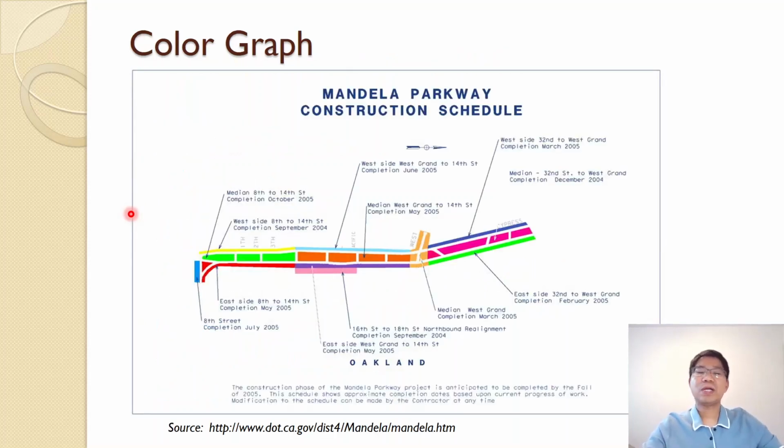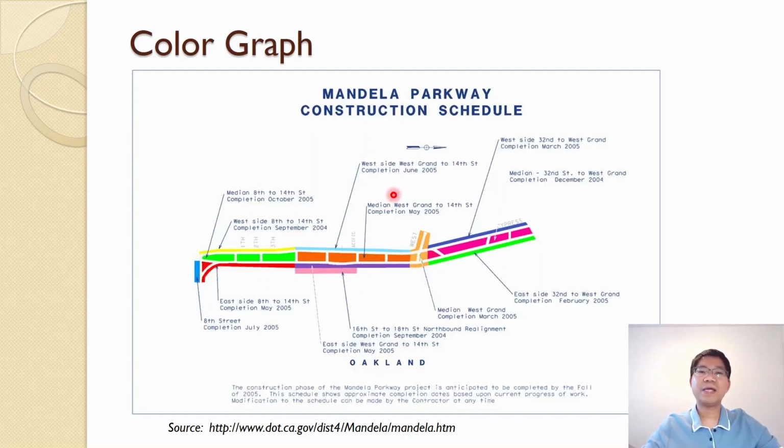So, color graph. You can see one example here that is easy to convey, and even people don't have to learn project scheduling, something we learn in this class. Here is one example: the Mandela Parkway construction schedule in Oakland, Northern California. You can see that each portion of the road can be given a different color.